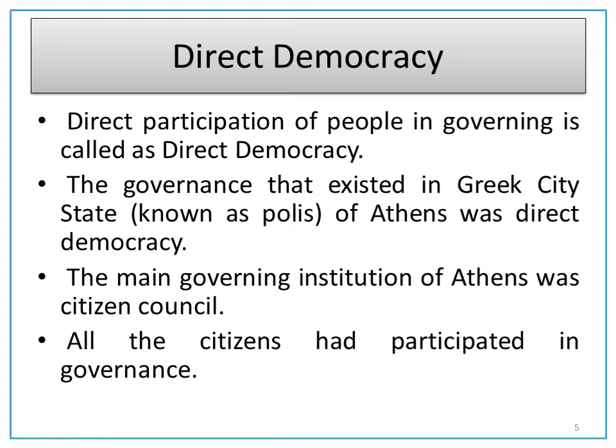Direct participation of people in governing is called direct democracy. The Greek city of Athens is a famous example of direct democracy. The main governing institution of Athens was the citizen council. All the citizens participated actively in governing in Athens.